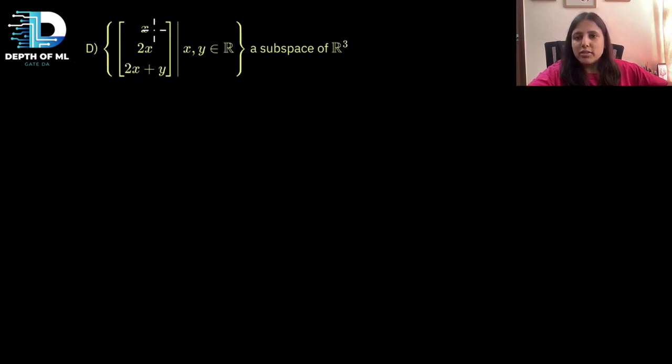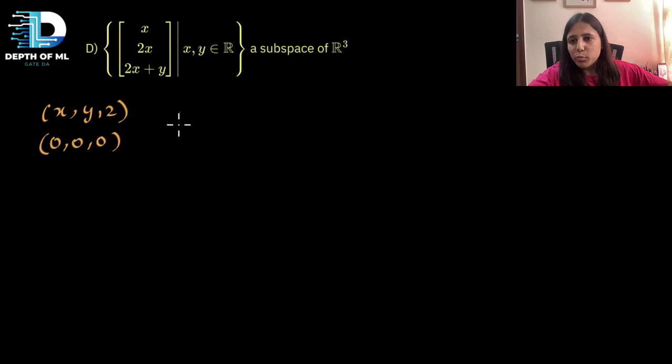Now you have x, 2x, x, 2x plus y. Now let me take x, y, z of this and let me take them to be 0, 0, 0. I want to check whether 0, 0, 0 belongs to this set D or not. So if this is the case, then we have to put these values over here and see.